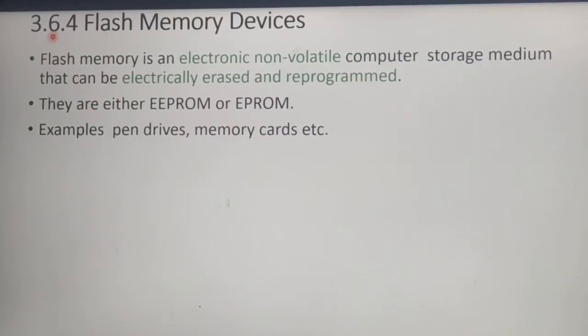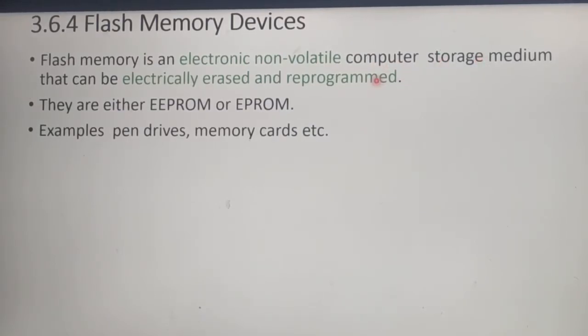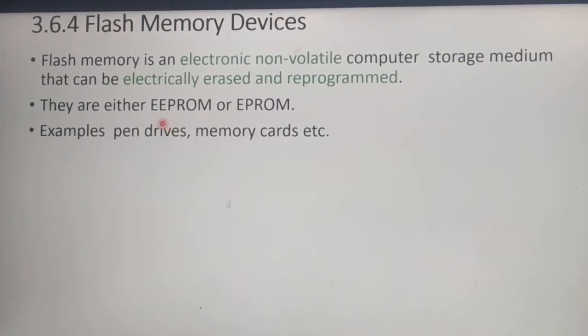Next we can see about flash memory devices. This flash memory device works based on the concept of electrical charge. So it is called an electronic non-volatile computer storage medium. Here we can erase and reprogram the data with the help of electrical charge. By exposing electrical charge, we can erase the content from the flash memory and reprogram it also. This flash memory device can be either electrically erasable programmable read-only memory or erasable programmable read-only memory.